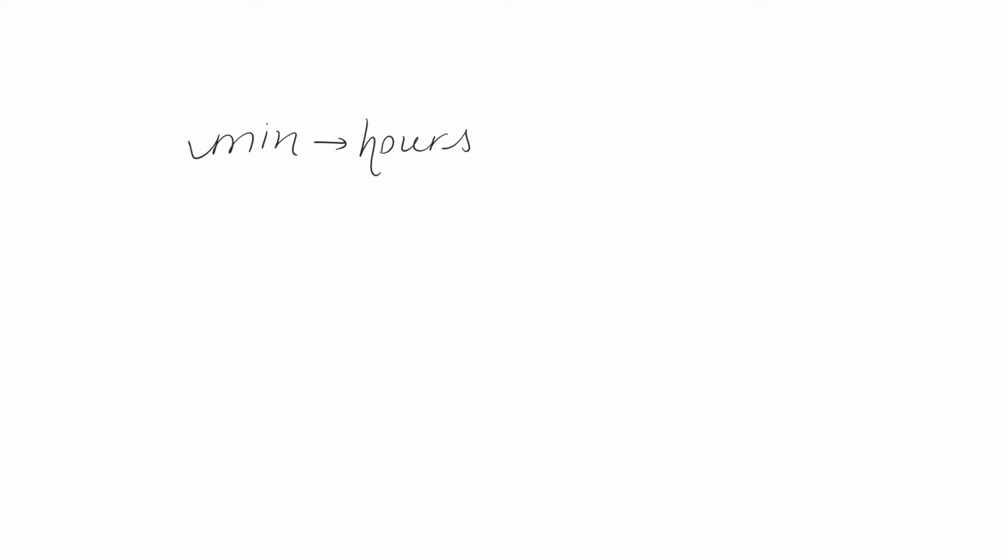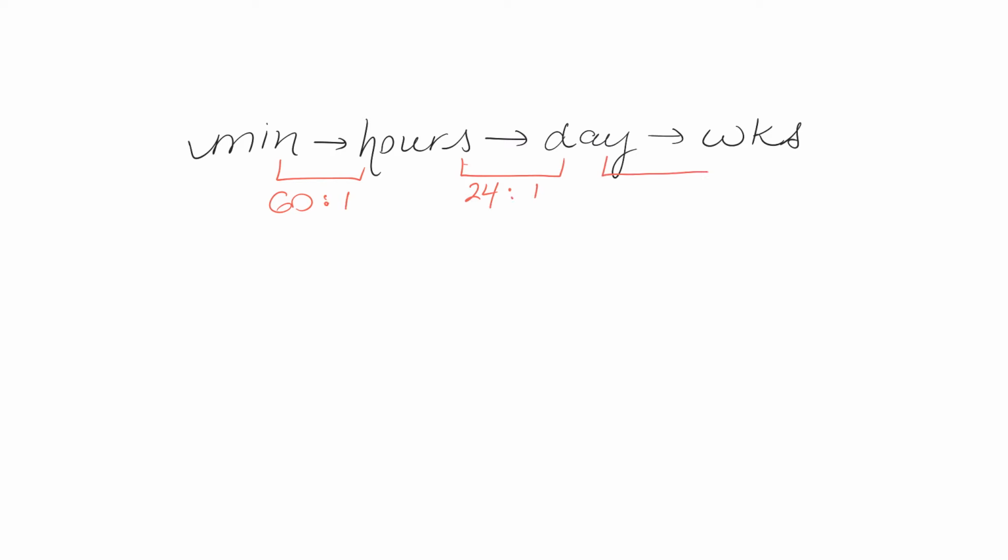And what does that convert to? That converts to days. Days converts to weeks. You get my drift here, right? Like, this is the order of conversion factors we have. And within that, we know that there's 60 minutes in 1 hour, and that hours convert to days because there's 24 hours in 1 day, and days converts to weeks because there's 7 days in 1 week.